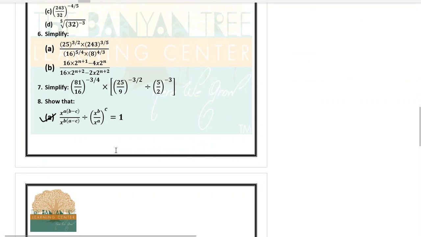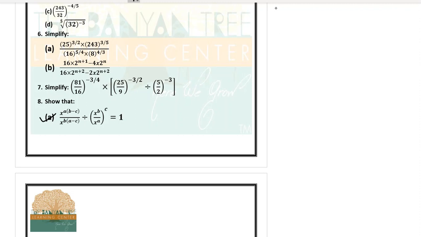Okay, yeah, this is the next question. Show that x raised to a raised to b minus c upon x raised to b into a minus c, divided by x raised to b upon x raised to a, the whole raised to c, is equal to 1.